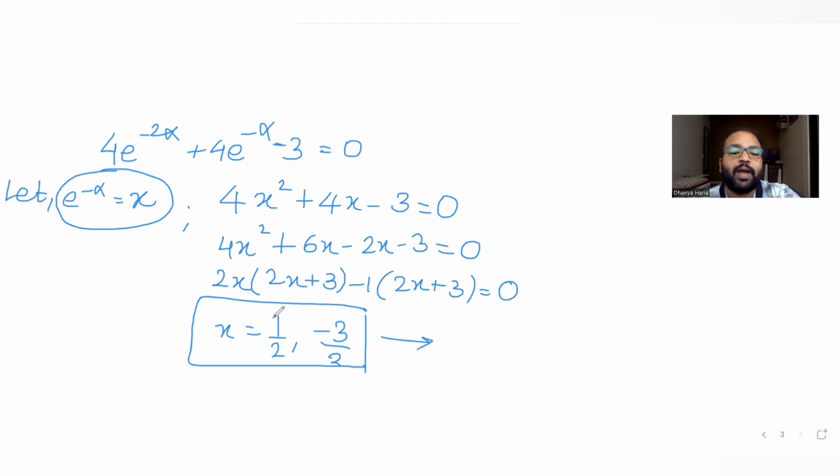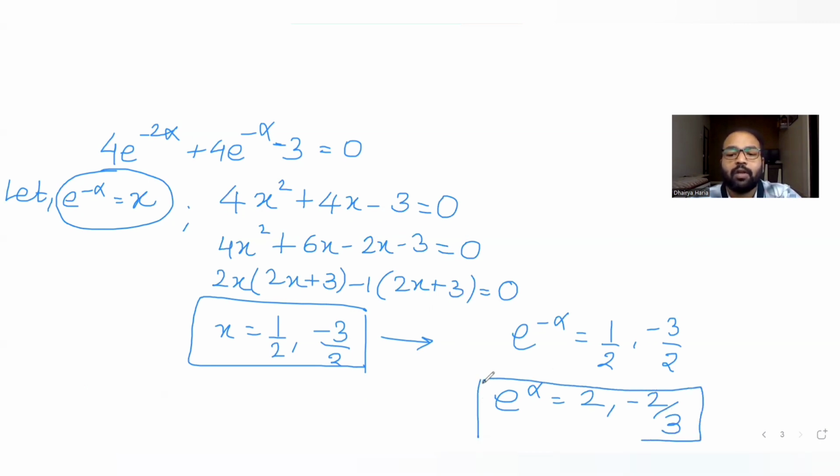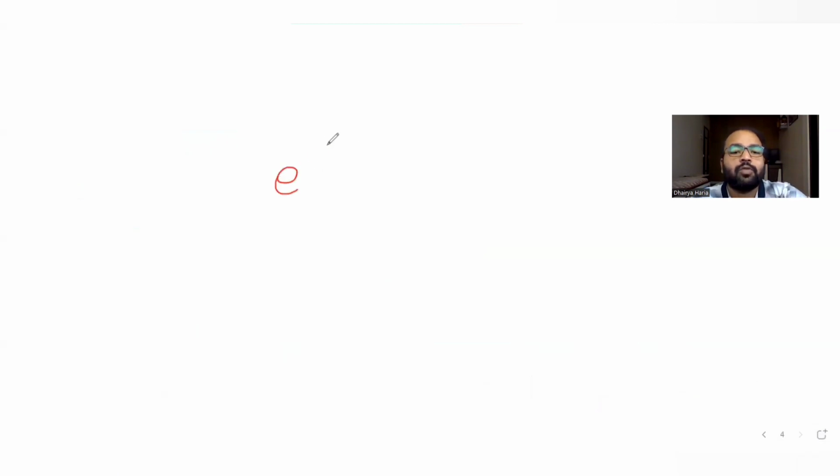If I resubstitute x, because I do not need x, I need alpha, I can resubstitute as e raised to minus alpha is 1 upon 2 or minus 3 upon 2. So e raised to alpha, if I see, it becomes the reciprocal of this. So 2 and minus 2 by 3. Now, as we know that the exponential function is always positive irrespective of the variable, right? So e raised to alpha can be 2, but it cannot be minus 2 by 3, right? So this becomes an inconsistent solution. We cannot go ahead with this. So the only solution I'm left with is 2. So e raised to alpha becomes 2.